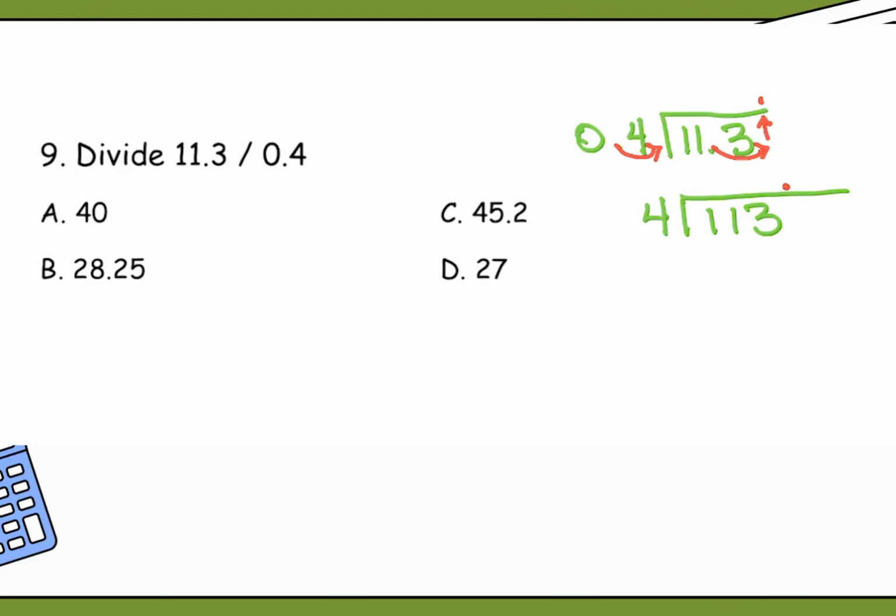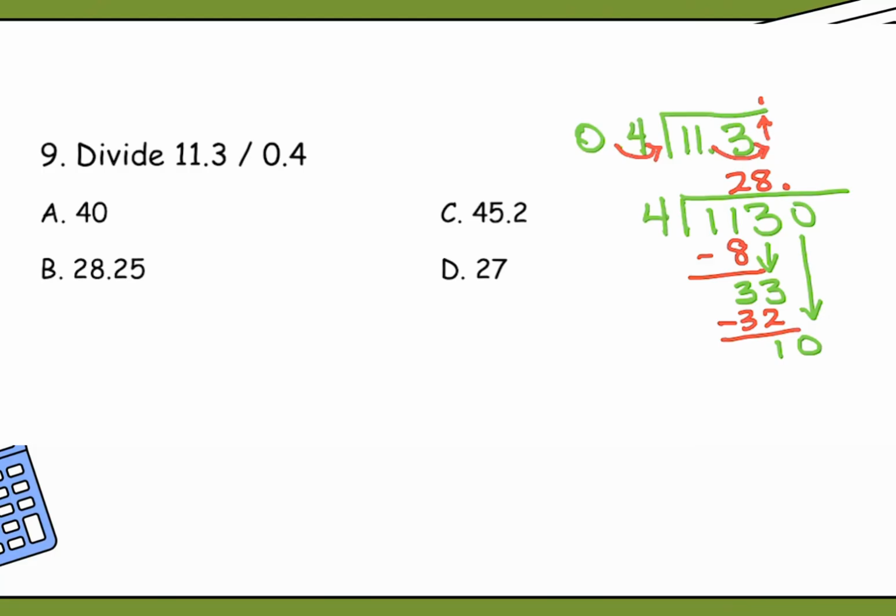So if we have 11, we can take 4 from that 2 times. 2 times 4 is 8, and when we subtract that, we get a value of 3. Next, we're going to bring 3 down, and now we have 33. So how many times can we take 4 from that? And that answer is 8. We can take 4 times 8, which is 32, and then subtract that from 33. 3 minus 2 is 1. The next thing we're going to do is add a 0 and go ahead and drop that down.